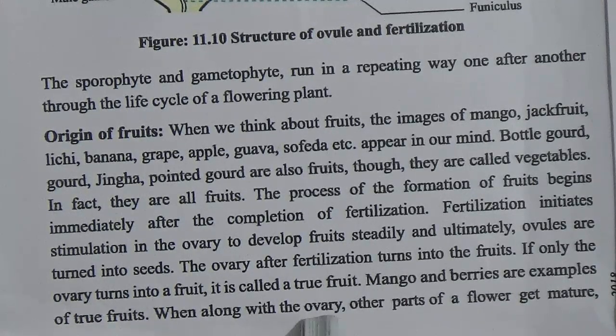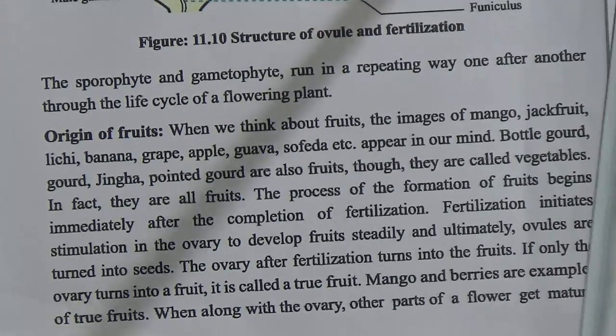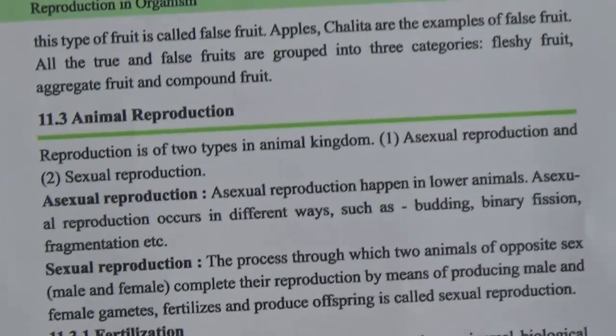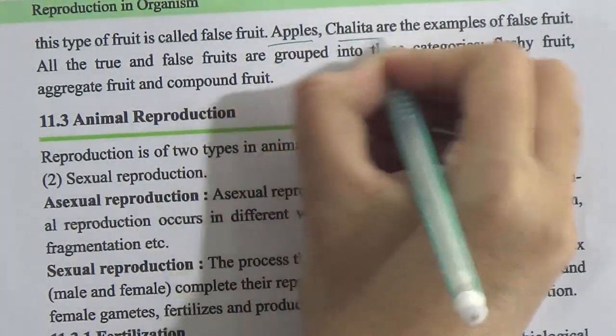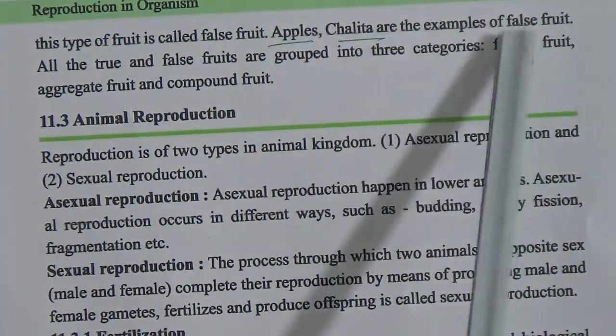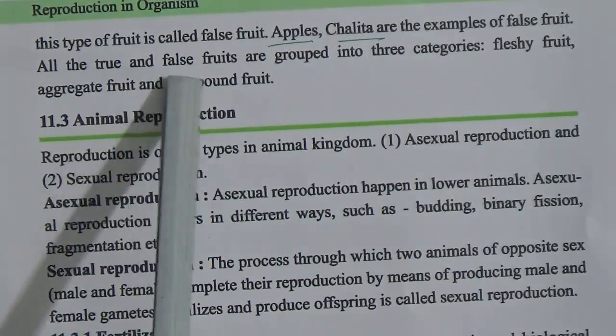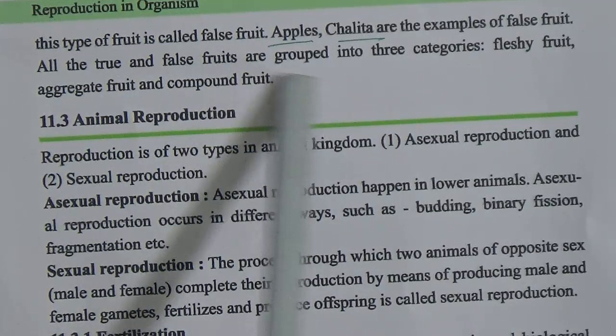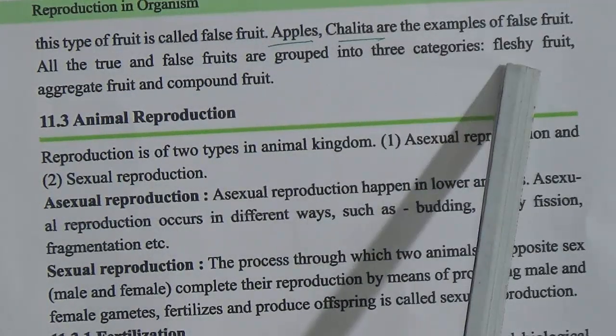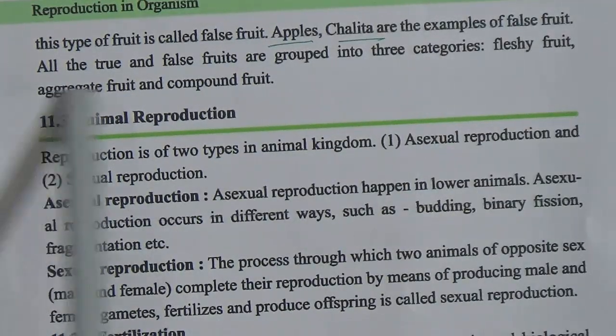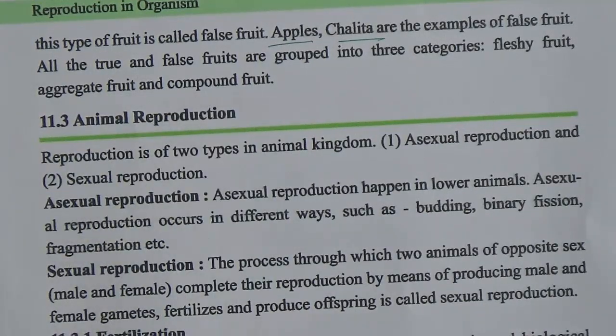When along with the ovary, other parts of a flower get matured, these types of fruits are called false fruits. For example, apple and chalta are examples of false fruits. All the true and false fruits are grouped into three categories: simple fleshy fruits, aggregate fruits, and compound fruits.